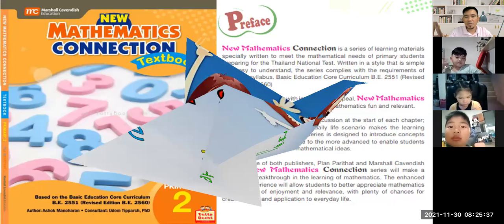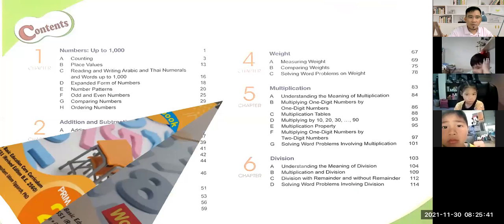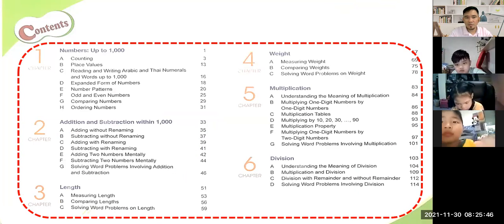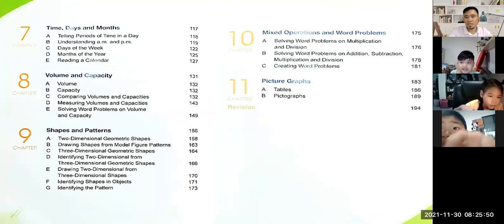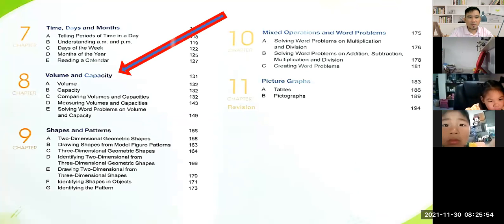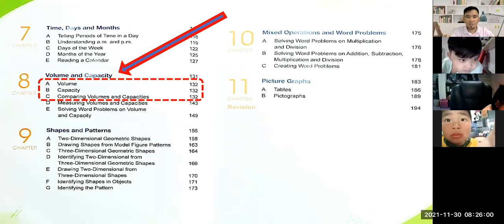So these are the books that we are using, the textbook and the workbook. These chapters are done already, from chapter 1 to chapter 6, finished. And now we are in chapter 8. Chapter 8 is about volume and capacity. So we will be learning from A, B, and C: volume, capacity, and comparing volumes and capacity, if time permits.